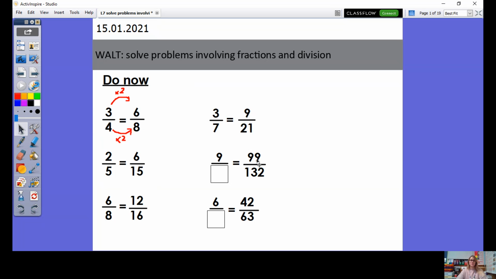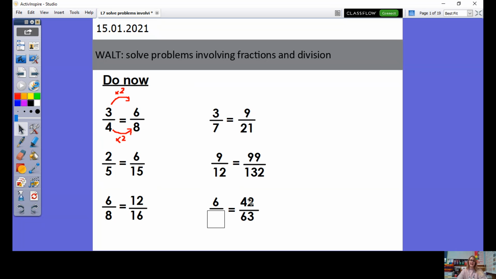Okay. Let's look at the next one, 99 and 9. So thinking, how many times does 9 go into 99? 99 divided by 9 is 11. So I need to do 132 divided by 11. So your answer should be 12, 9/12.